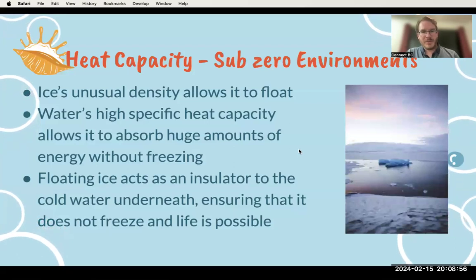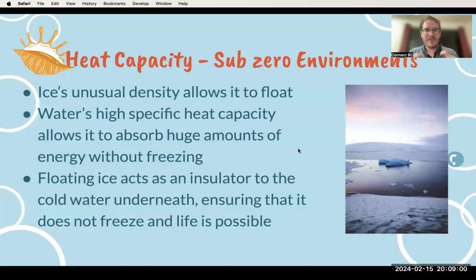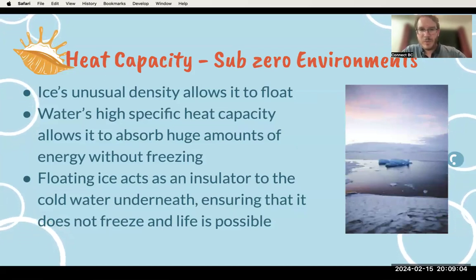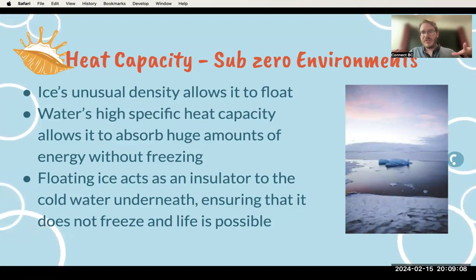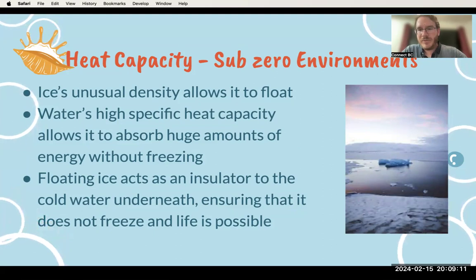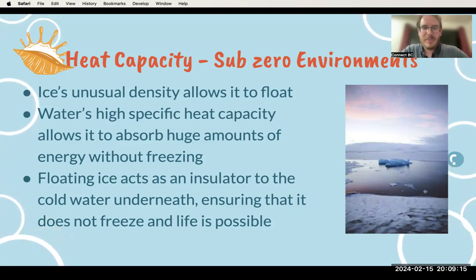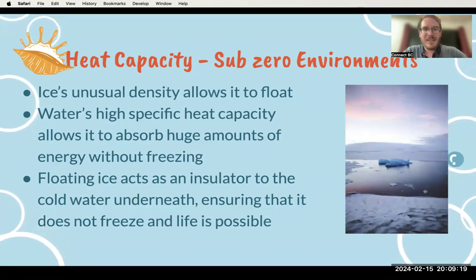So ice, because of its unusual density, is able to float. This is why we can have icebergs. This is why we can have glaciers. This is why we can have anything on top of the water at all. So having ice on top provides ground for those animals to survive on, where there isn't normally any ground at all. If that ice melts or if that ice sinks, they've got nowhere to go in terms of land.